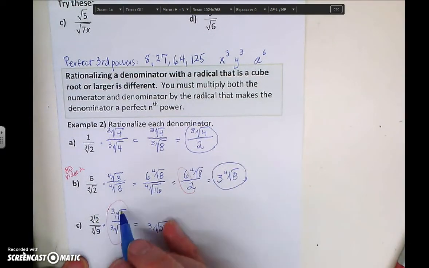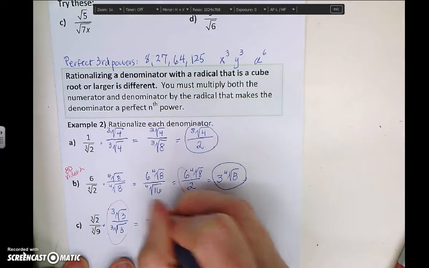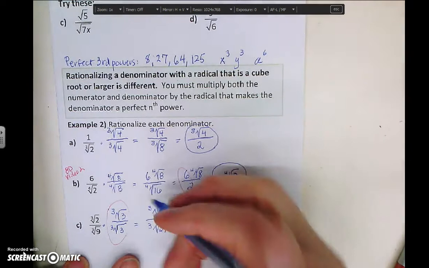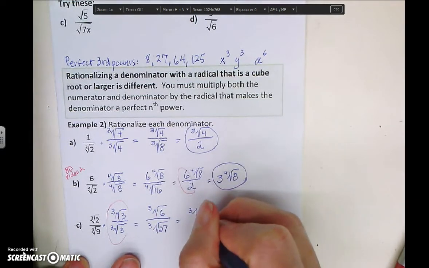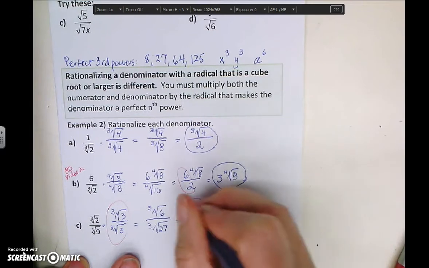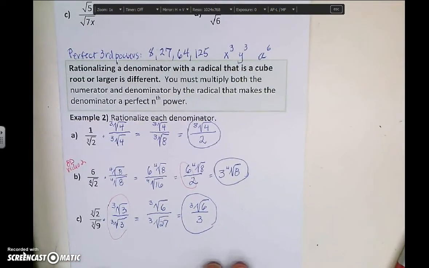And this time they're both inside, so I'm going to get the cube root of 6. I don't know the cube root of 6, but the cube root of 27 is 3, and that is my answer.